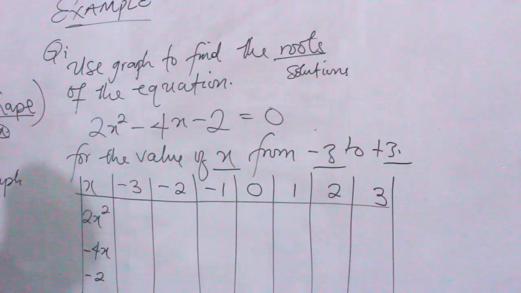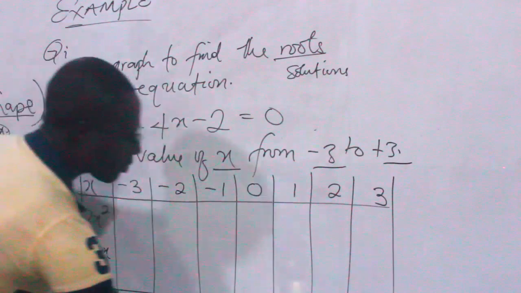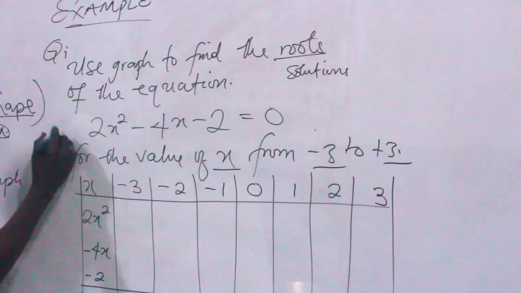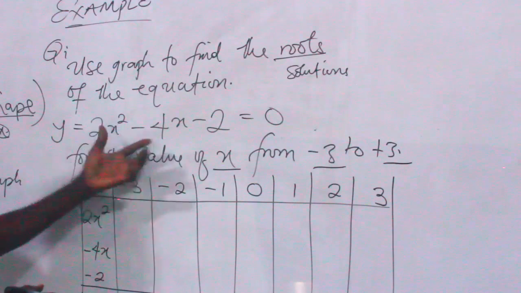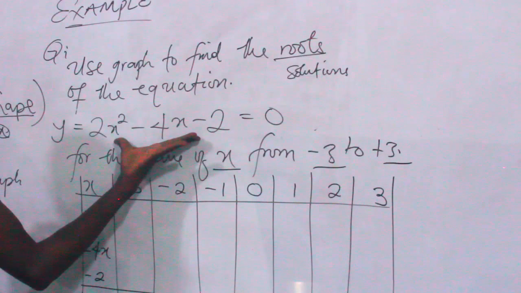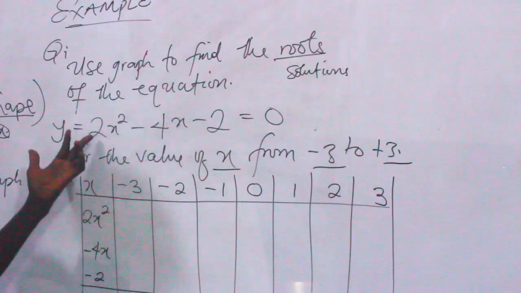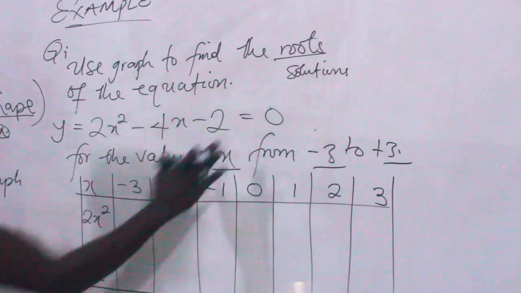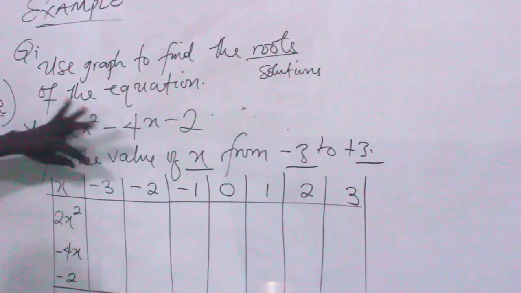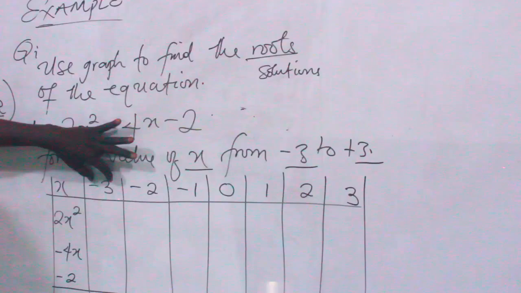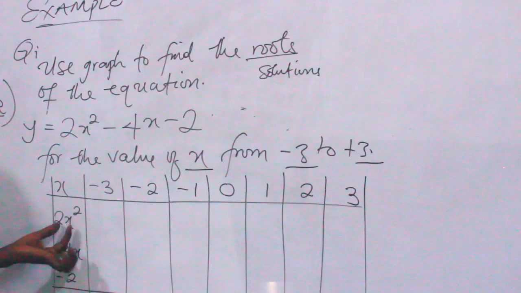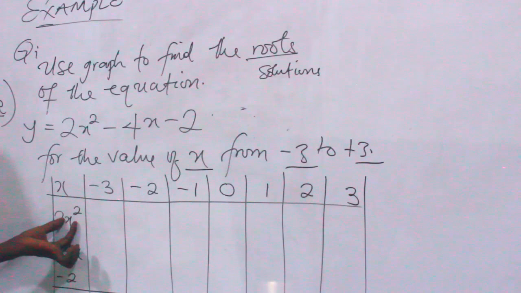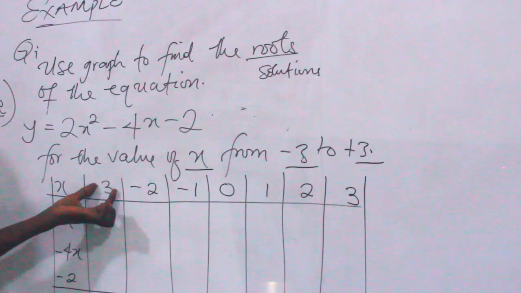And then the last value will be the value of y, since y will identically be the value of this equation, or 2x squared minus 4x minus 2 equals 0. Now, when x is minus 3, this means substitute the value of x from the ordinary terms to minus 3.